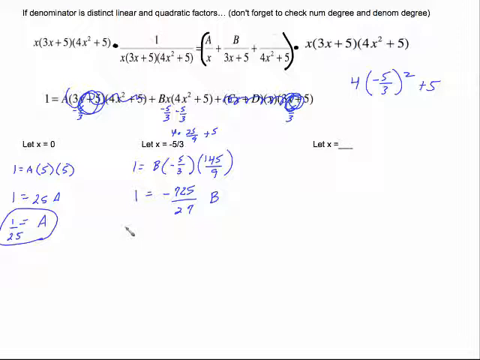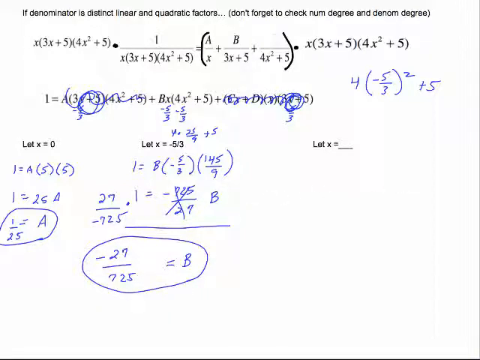And to solve this for B, divide both sides by negative 725 over 27, or the easier thing to do is to multiply by the reciprocal, which is 27 over negative 725. That's going to cancel out, and we end up with this value for B. B equals negative 27 over 725.